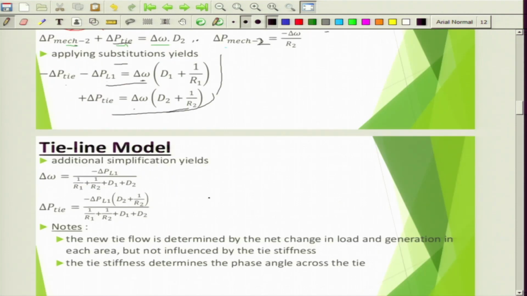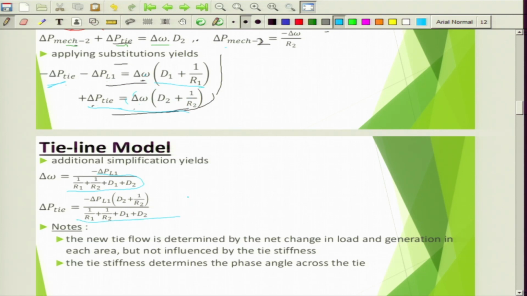Additional simplification yields. Now you replace delta PTI from this expression. Here delta PTI is there, na? You replace that with this delta PTI. Now you will get what is delta omega. Delta omega is expressed in terms of minus delta PL1 divided by this, and delta PTI is nothing but minus delta PL1 into, this is delta omega, na? This is delta omega into 1 by D2 plus 1 by R2. So that can be also expressed as delta omega is nothing but minus delta PL1 by this. So you will get this expression.